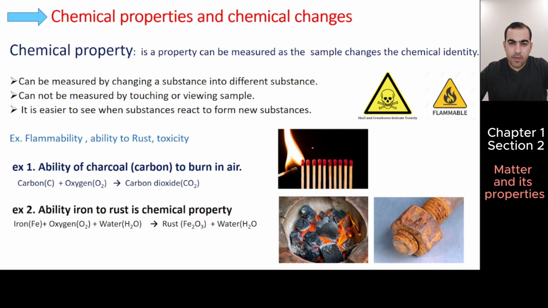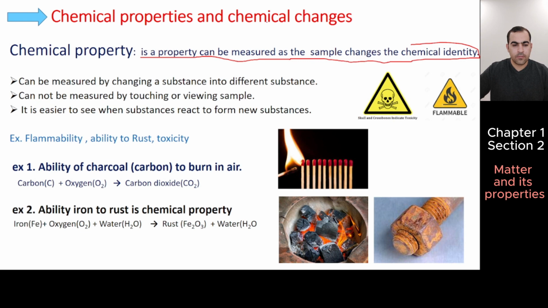Chemical property and chemical changes. Chemical property is different than physical property. Physical property, like we said, like color, you can measure the color of something without that thing changing. You can measure its property, which is color, mass. But a chemical property is a property that can be measured as the sample changes its chemical identity. You can measure the property of that substance, but the substance must be changed into a new substance.